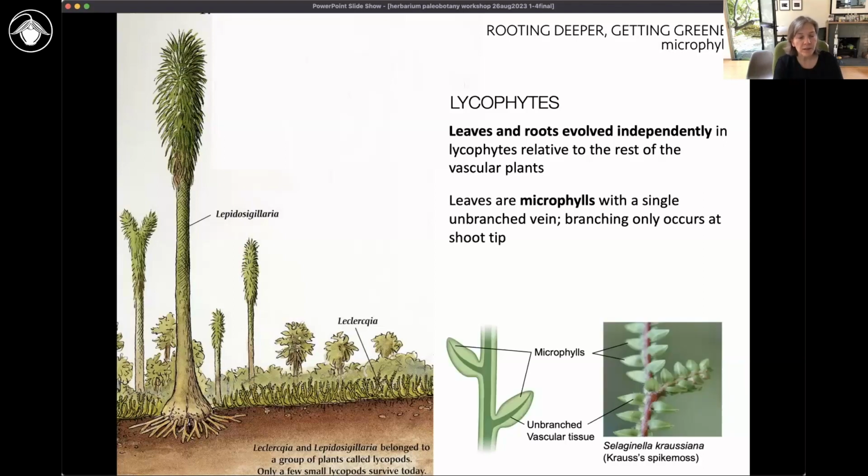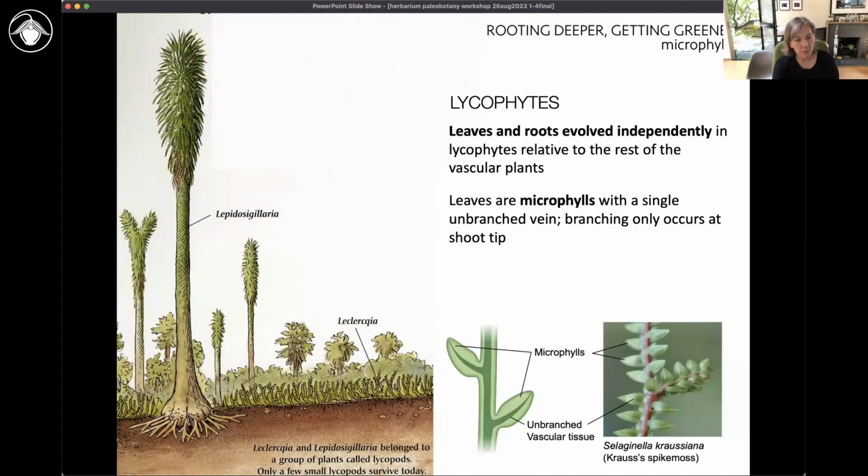So lycophytes produce microphylls. So they produce leaves with a single unbranched vein. A lot of the lycopods nowadays are relatively small and they have relatively small leaves. That's why we also call them microphylls. Like, for instance, in this Selaginella here on the right. But during Middle Devonian and later times, some of the leaves were actually relatively big. But the most important thing is they only have one single unbranched vein.